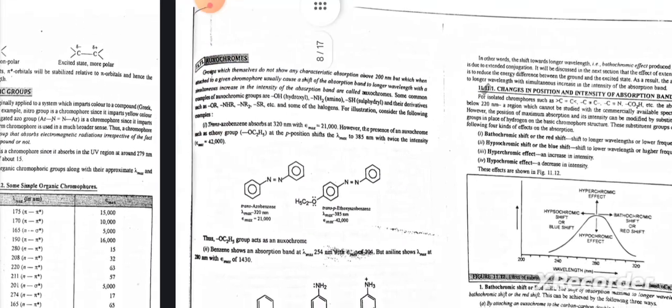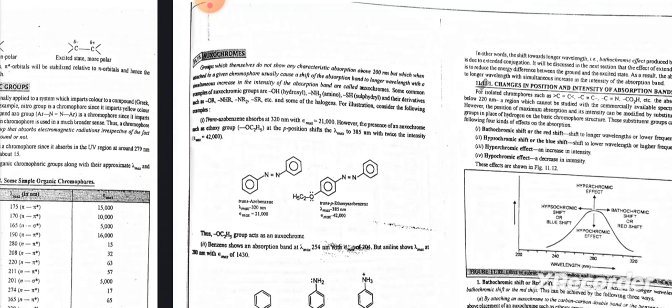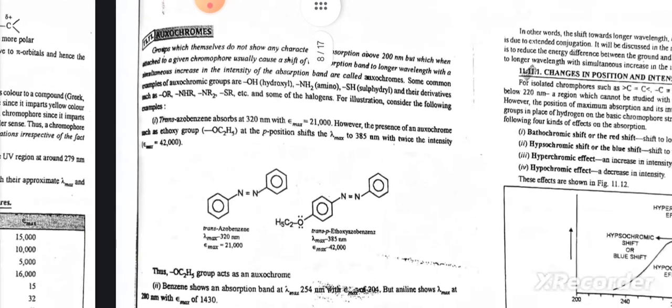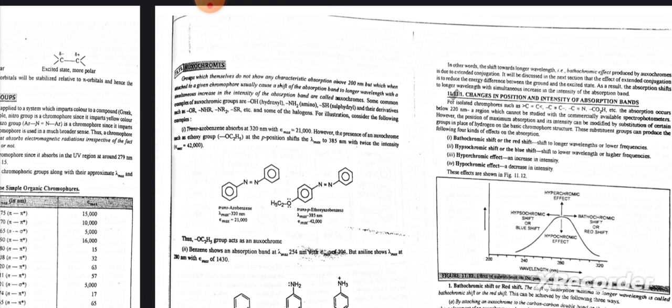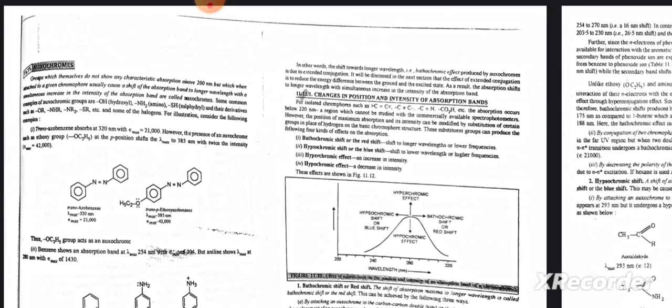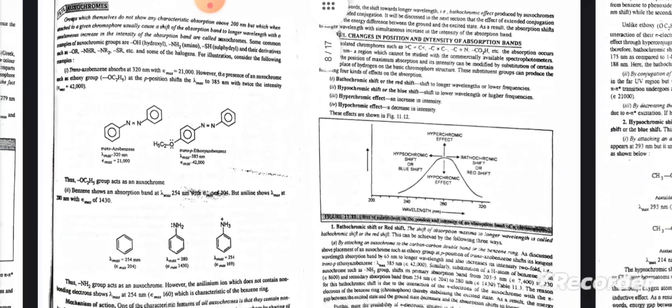Auxochromes. Groups which themselves do not show any characteristic absorption above 200 nanometer, but which when attached to a given chromophore usually cause a shift of the absorption band to longer wavelength with a simultaneous increase in the intensity of the absorption band, are called auxochromes. Some common examples of auxochromic groups are OH, NH2, SH, etc. In other words, the shift is towards longer wavelength.